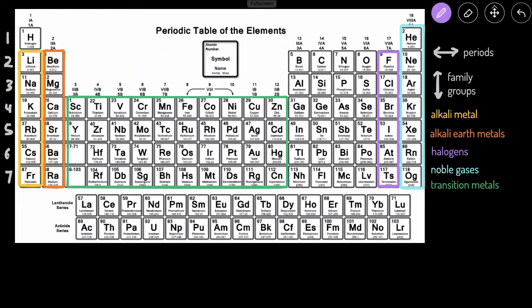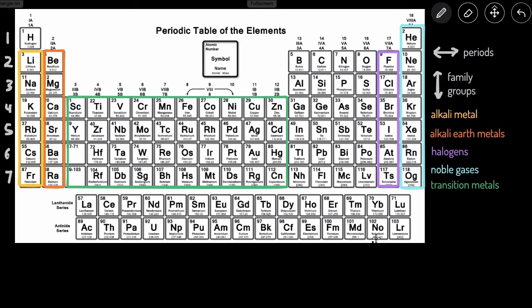In some classes, you'll also learn about the lanthanide series and the actinides, but a lot of chemistry classes tend to skip this. But if you need to know this, then just know that the second last row is called the lanthanide, and then the last row is called the actinide, but you probably won't see this in the majority of your chemistry classes. Then we also have to talk about where the metals and the nonmetals are.